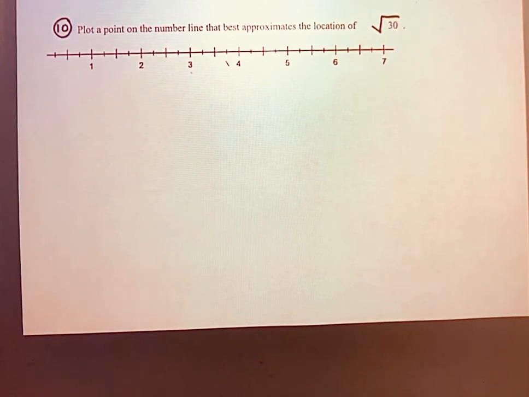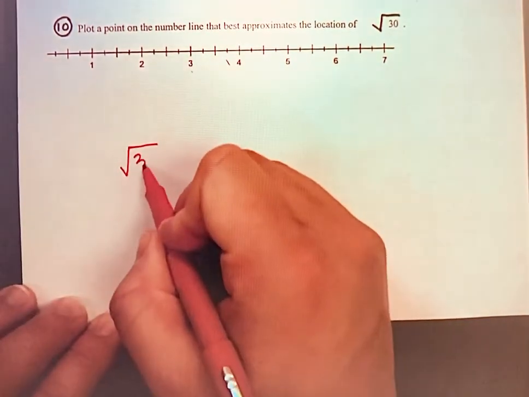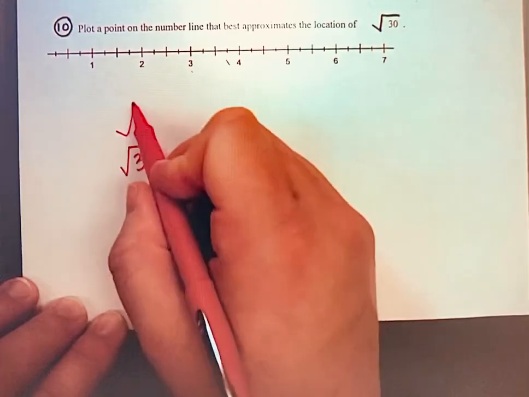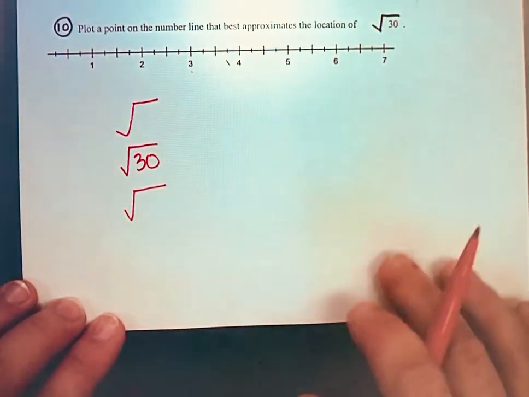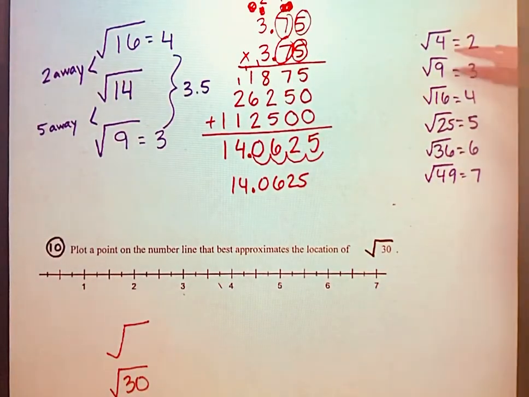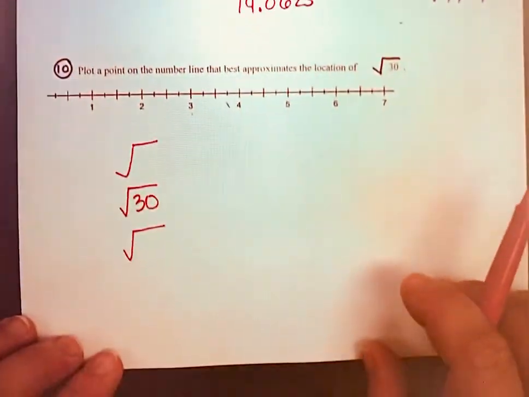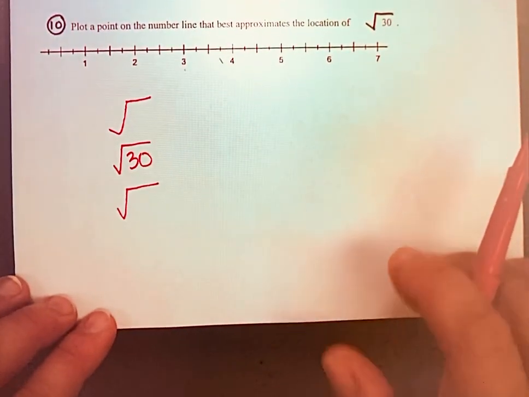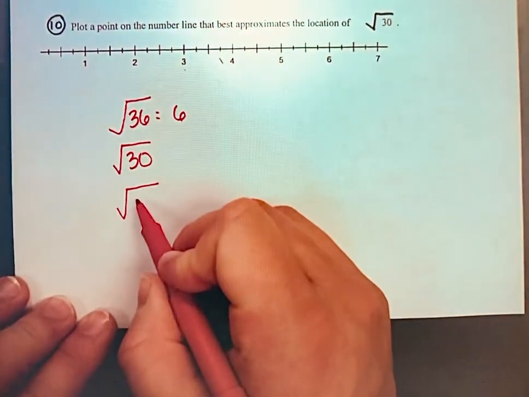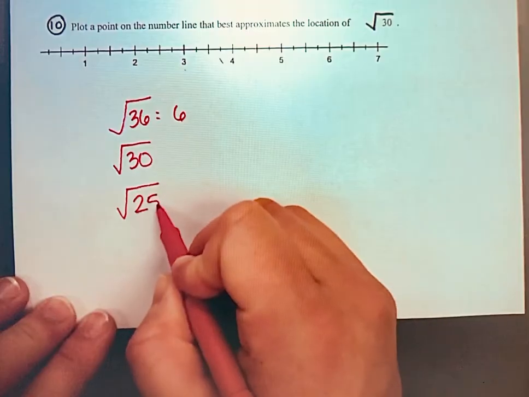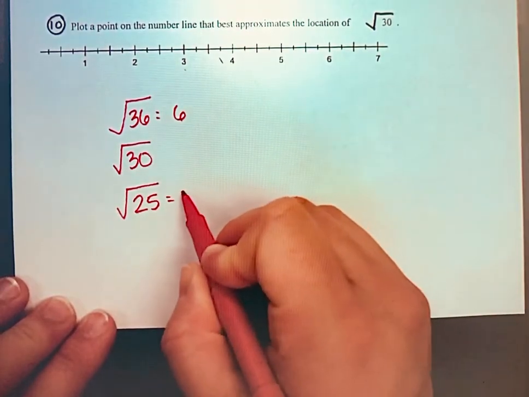All right. Square root 30. Think to yourself, what is a higher and a lower perfect square root? And you can go back to the list here that we just made. Okay. Higher perfect square root is going to be 36, which is 6. A lower perfect square root is 25, which is 5.